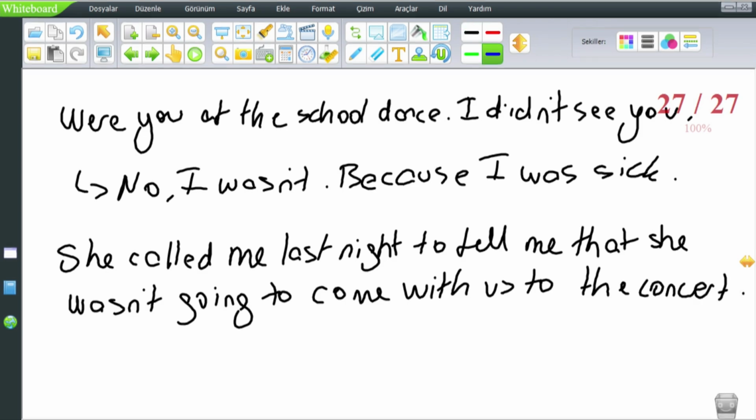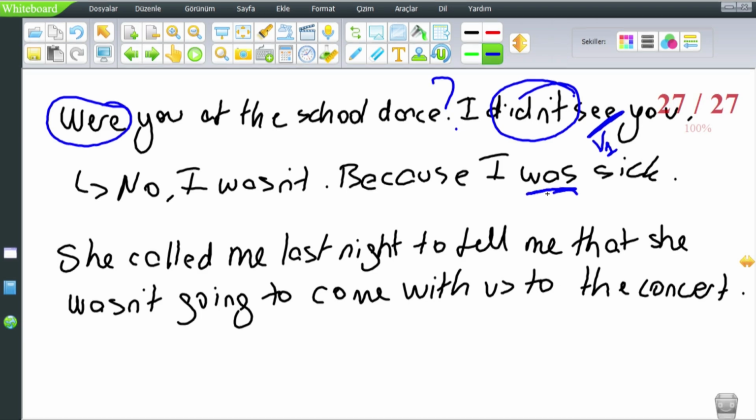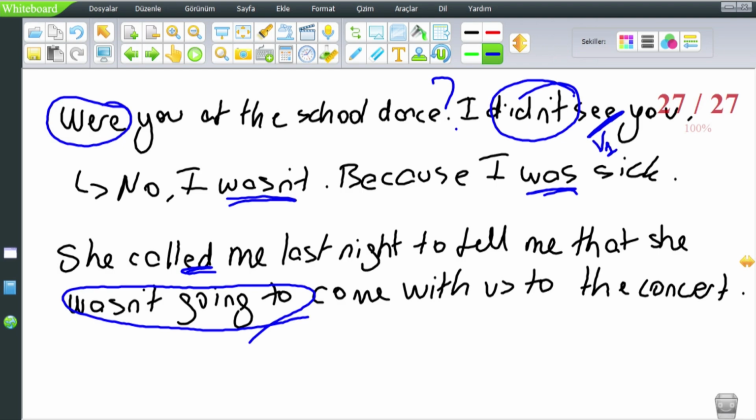Okay, let's examine these sentences. Were you at the school dance? I made a question sentence using the was verb. I didn't see you. This is a negative sentence. Here, verb 1, this is didn't. No, I wasn't, because I was sick. She called me last night to tell me that she wasn't going to come with us to the concert. Wasn't going to is the past form of be going to, which we use for planned future.